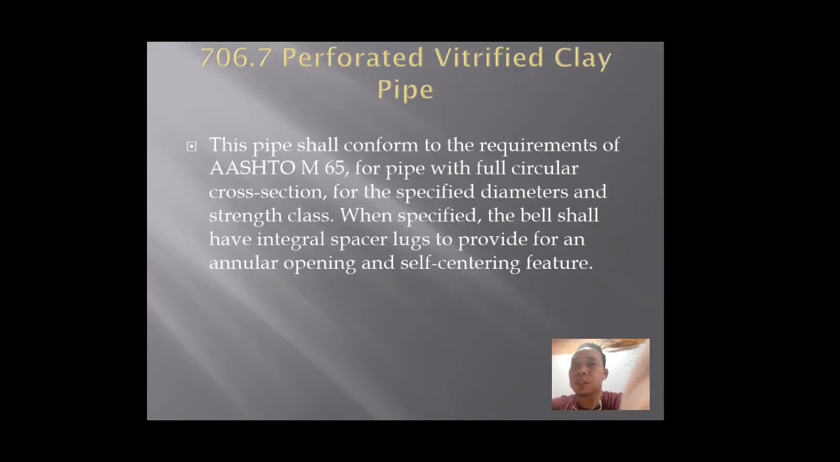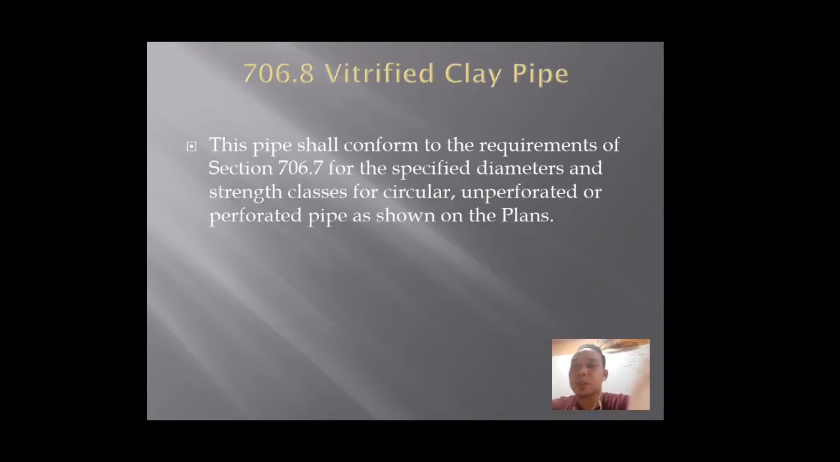Next one is 706.7, perforated vitrified clay pipes. According to the book, these pipes shall conform to the requirements of AASHTO M65 for pipe with a full circular cross section for the specified diameters and strength class. When specified, the bell shall have integral spacer lugs to provide for annular opening and self-centering feature.